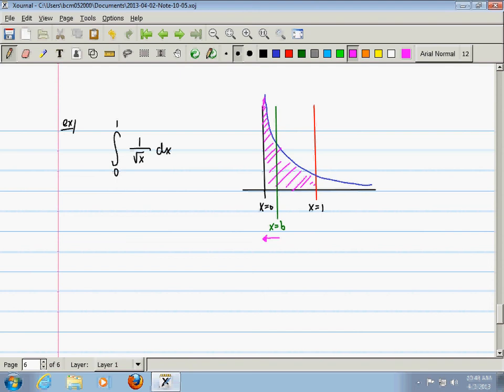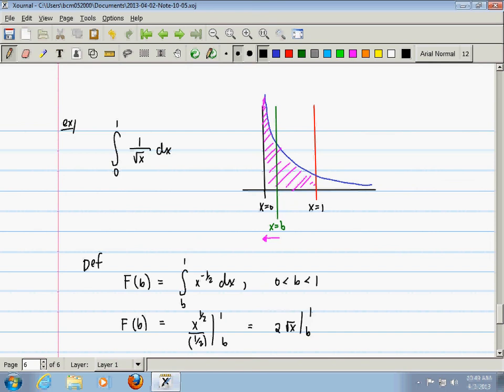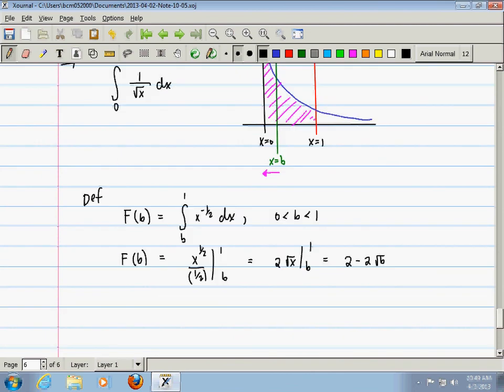So then specifically, we're going to define f of b as the integral from where to where? Not 1 to b. B to 1 of x to the negative 1/2 dx, because that's 1 over square root x. And the b that we are using has to satisfy 0 less than b less than 1. That just means the b that we're selecting is between 0 and 1, as my drawing is indicating. So f of b will be x to the 1/2 divided by 1/2, evaluated from b to 1, which is 2 square root x evaluated from b to 1, which is 2 minus 2 square root b.